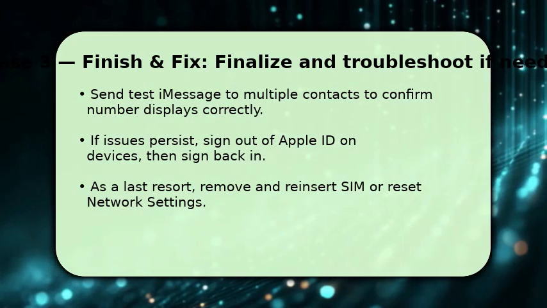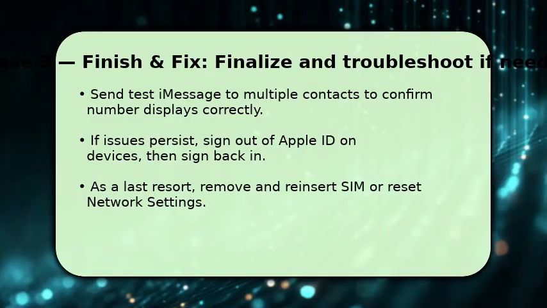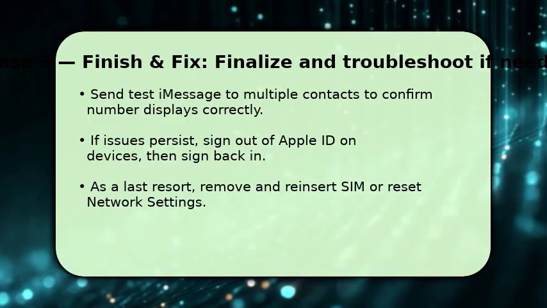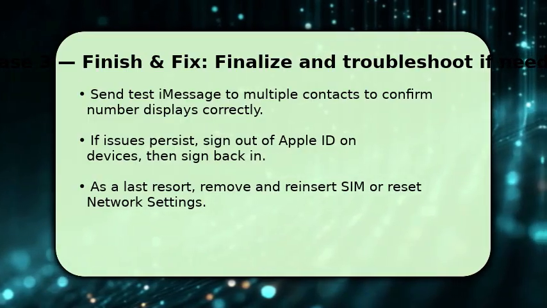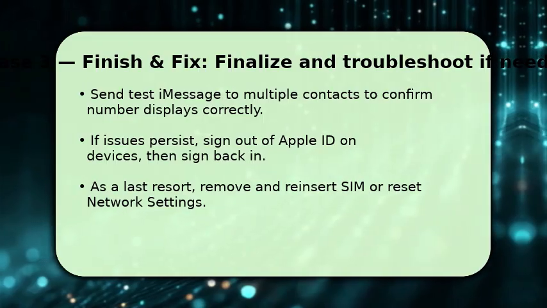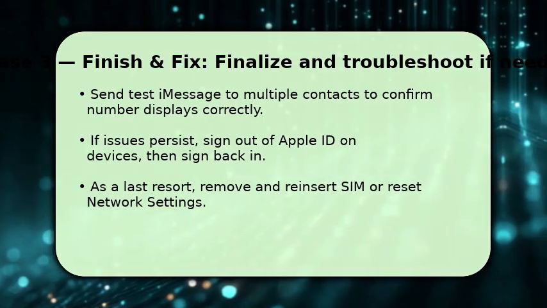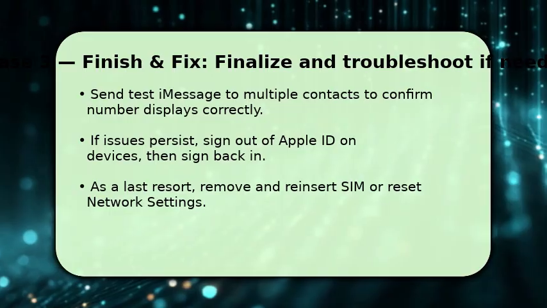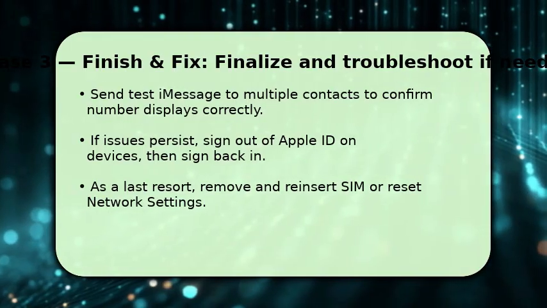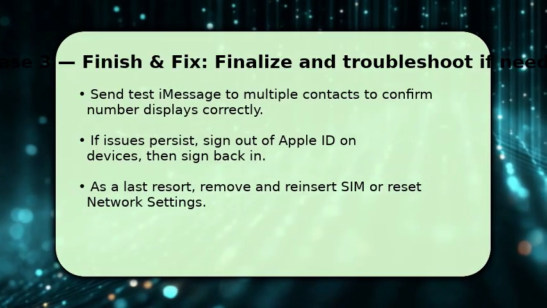Finish by testing. Send iMessages to several contacts and verify your phone number appears as the sender. If you still see an email, sign out of Apple ID on the problem device, then sign back in and reselect the number in Send and Receive. Make sure date and time are set automatically.